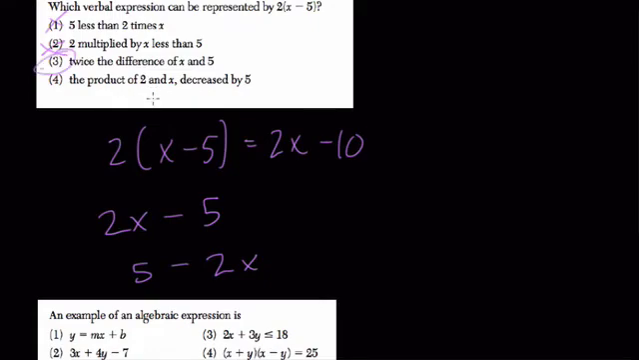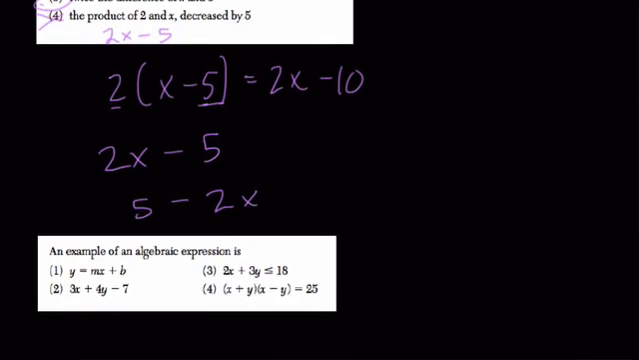Let's just check the last one. The product of 2 and x, okay, and then decreased by 5. Almost what we have, except again, x minus 5 is in parentheses, and if we distribute that 2, it would be the product of 2 and x decreased by 10, because 2 times -5 is -10. So there, choice 3 is the clear answer.